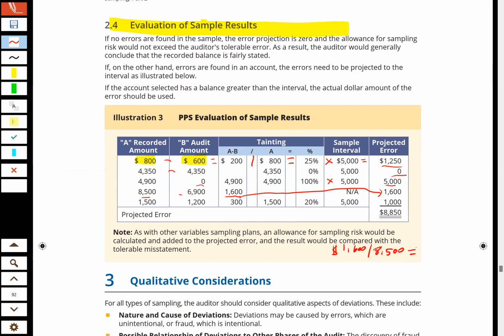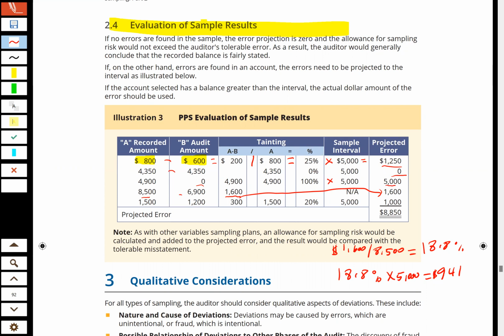So we have a projected error there of something like 18.8%. If you take that 18.8% and you multiply it times the interval, you would get a projected error there of something like $941, which is a nonsensical response because we know the error is what? 1,600. Why would we project an error that's less than what we know the error to be? So you don't apply the tainting procedure if the item that you're looking at is bigger than your interval.